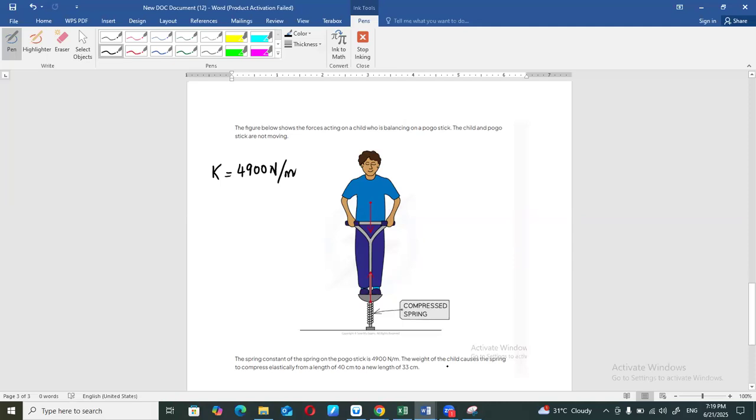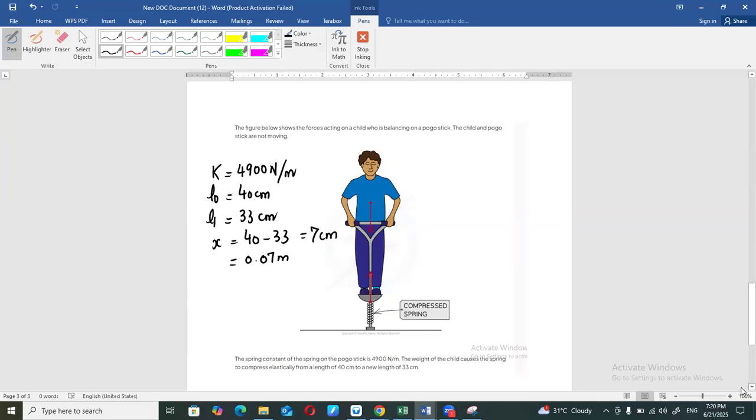Now remember that X can be compression, and it can be expansion. Both things are possible. And they're saying elastically, it means they're talking about the linear one. From a length of 40 centimeter to a new length of 33 centimeter. So L naught is 40 centimeters and the new length is 33 centimeters. So what is the X value? 40 minus 33, which is equal to 7 centimeter. You better change it into meters, divided by 100, so it will be 0.07 meters.